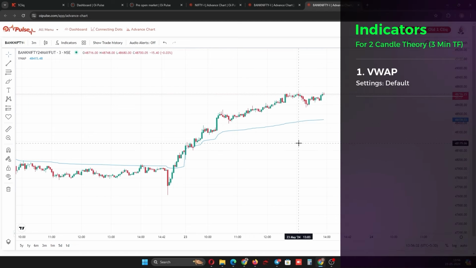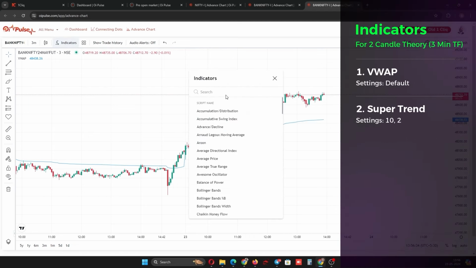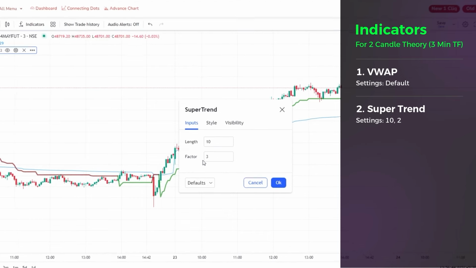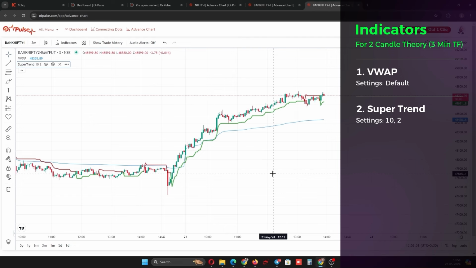The next indicator would be super trend. I'll go to indicators, super trend. I have added super trend. By default, it is 10, 3, but we will be using 10, 2. Length is 10, factor is 2. This is the super trend which we will be using.